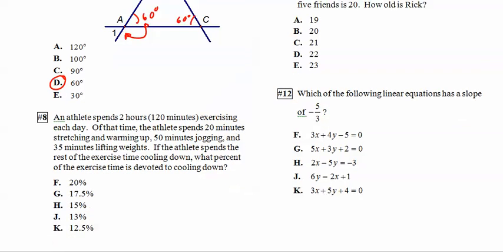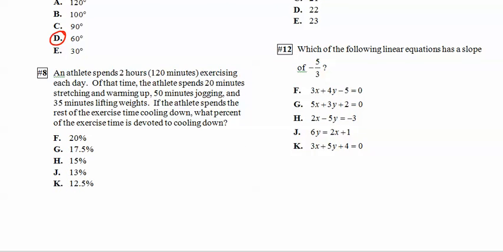Athlete spends 120 minutes exercising, 20 minutes stretching, warming up, 15 minutes jogging, 35 minutes lifting weights. If they spend the rest of the time cooling down, what percentage is devoted to cooling down? 120 minus 20 minus 15. Good habit here. Minus 35. Should get 50, but I am going to check that in the calculator. 50. So 50% wrong. Read the full question.